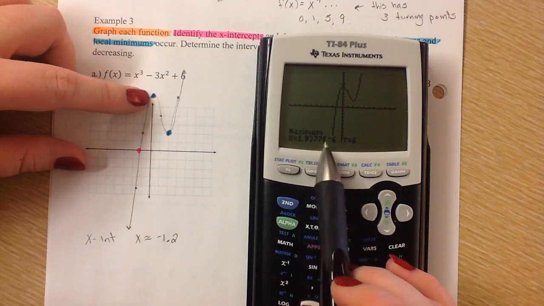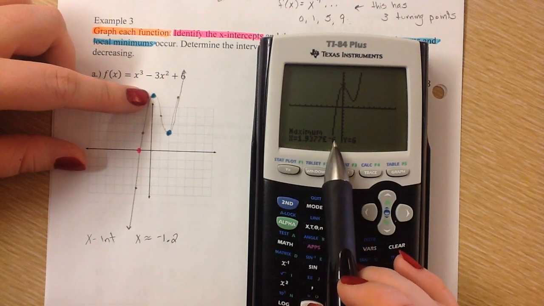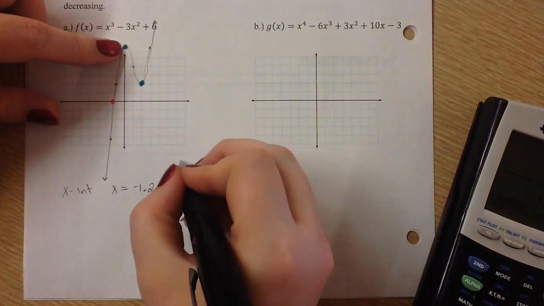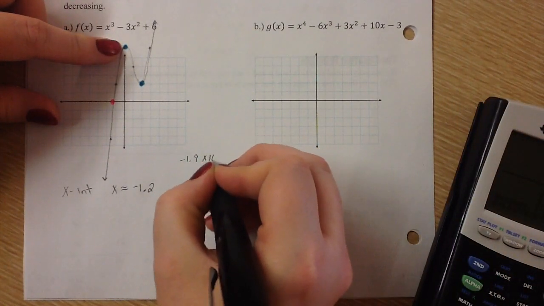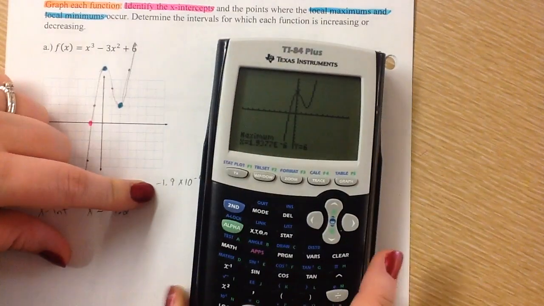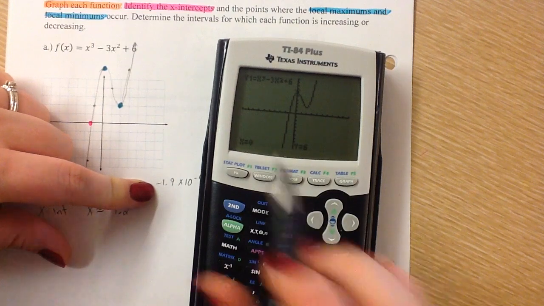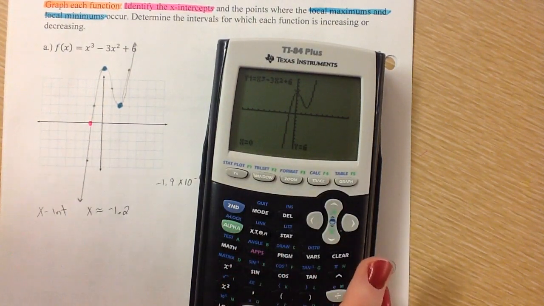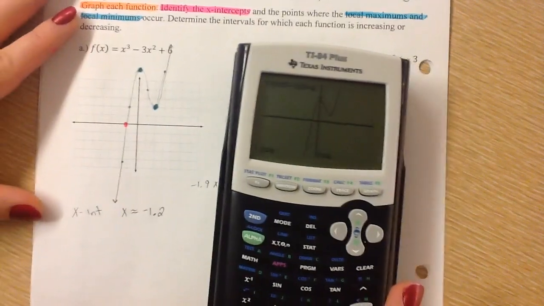This is 1.9. See that e to the negative 6? That means times 10 to the negative 6. So it's negative 1.9 times 10 to the negative 6. Do you see how very, very small that is? So that actually corresponds with 0. Do you see at 0 we get 6? So the calculator is just rounding. It's giving you an approximately.